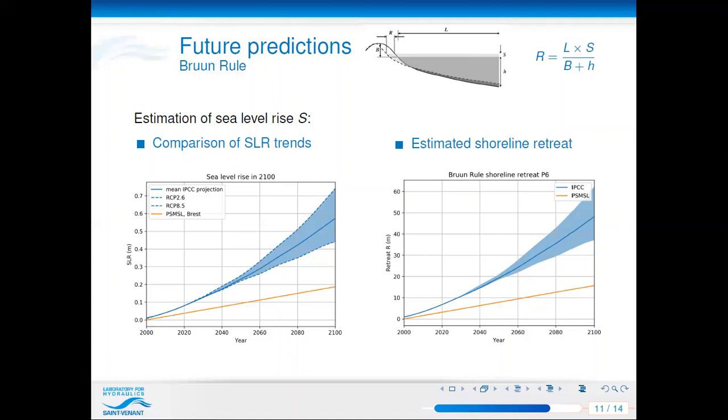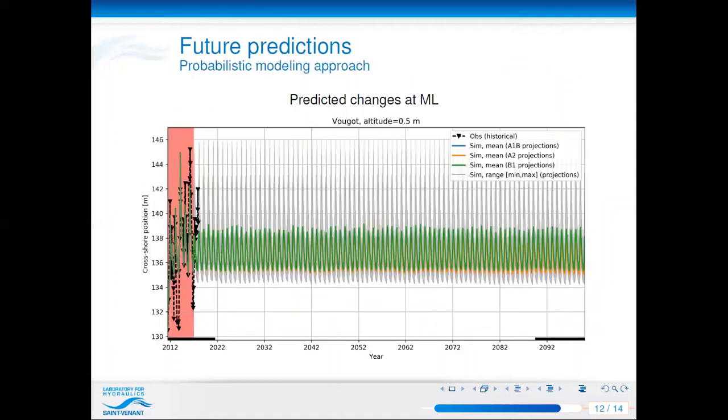We end up predicting on the order of 15 meters of retreat if we're using the observations of sea level changes, or the extrapolated trend from observations, versus using the IPCC predictions in blue, where we have somewhere in the order of 35 to 65 meters of shoreline retreat.